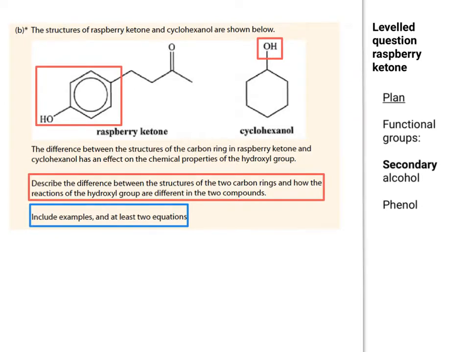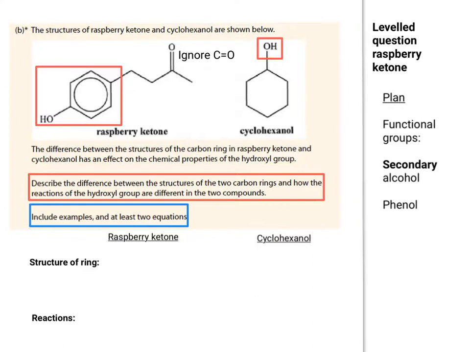So looking at the two compounds, you can see that although you've got an OH group, you've actually got two quite different functional groups. You've got a secondary alcohol on cyclohexanol and a phenol within the raspberry ketone molecule. So we just want to concentrate on the OH groups and not get distracted by the ketone. So you need to ignore the C double bond O because it's not part of the question.